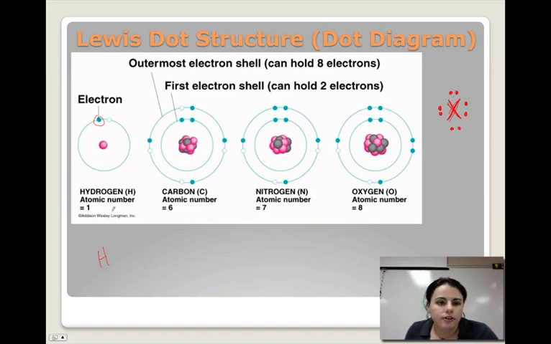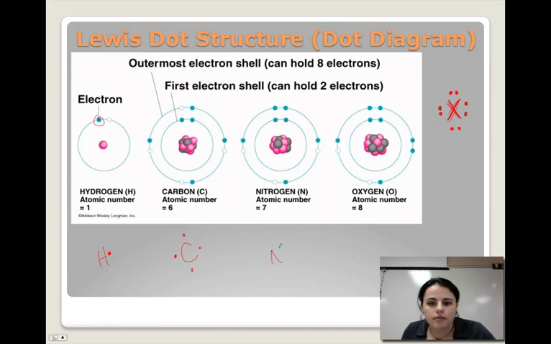So let's go back to hydrogen. 1 valence electron, 1 dot. I don't care what side you start on. Carbon, draw the symbol. It has 1, 2, 3, 4 valence electrons. So 1, 2, 3, 4. That's its Lewis dot structure. You should draw that one in the example box.